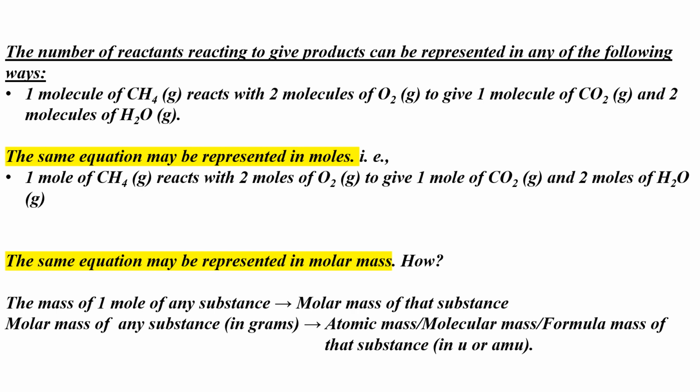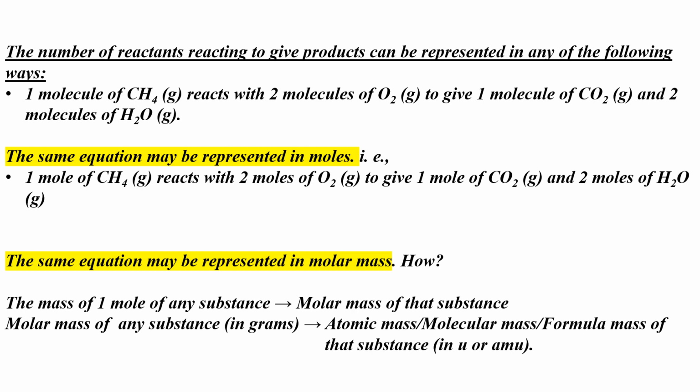As I told you in the previous slide, the number of reactants reacting to give products can be represented in any of the following ways. One molecule of methane reacts with two molecules of oxygen to give one molecule of carbon dioxide and two molecules of water. The same equation may be represented in moles. That is, 1 mole of methane reacts with 2 moles of oxygen to give 1 mole of carbon dioxide and 2 moles of water. Now, let us learn a new way of representing the same equation.